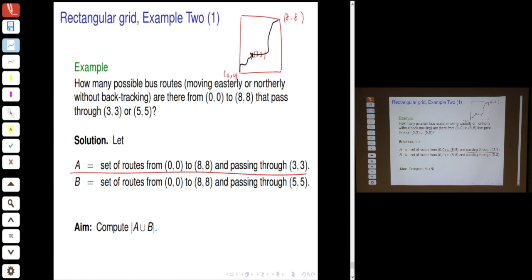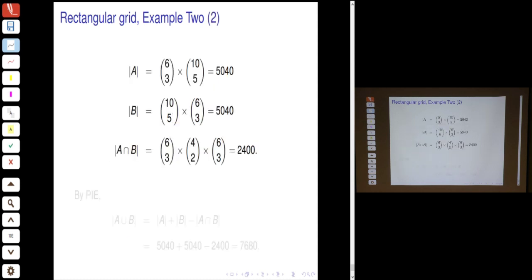Okay, so we can use the multiplication principle. To count the number of elements in A is like I accomplish the task in 2 steps. The first step is I go from 0, 0 to 3, 3, and the second step is from 3, 3 to 8, 8, right? So I just need to count them separately and then multiply them.